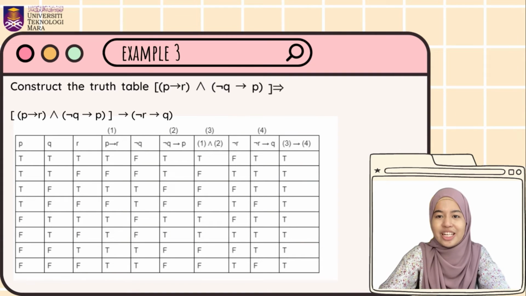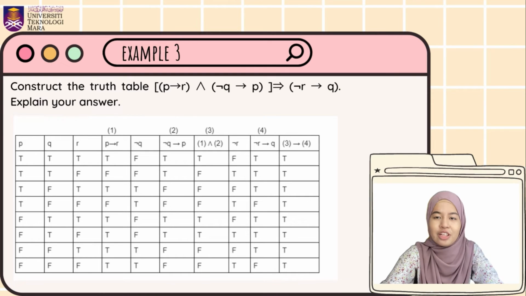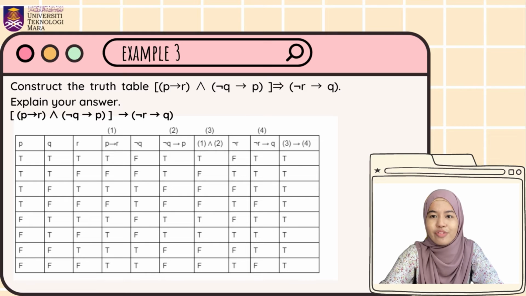For the third example, construct the truth table for the equation: open double bracket if P then R close bracket and bracket if not Q then P close double bracket logically implies open bracket if not R then Q close bracket. First, we need to change the logically implies symbol to solve this problem. Next, we need to identify how many variables we have. Since the equation has variables P, Q and R, we will have 2 to the power of 3, which is equal to 8 rows.